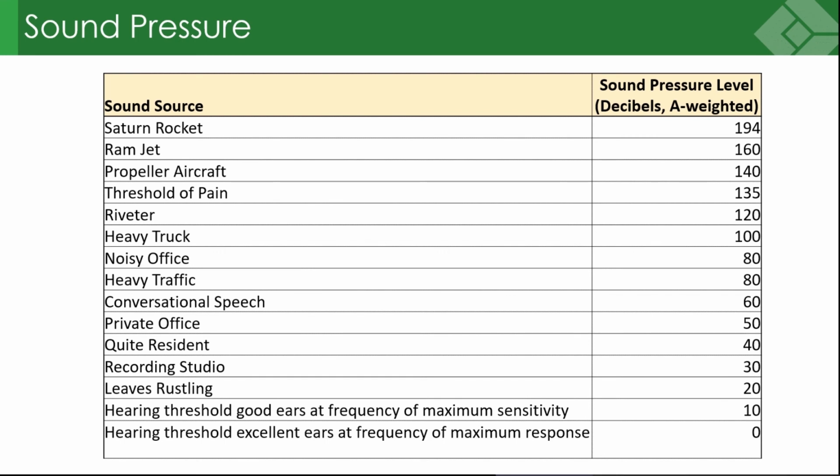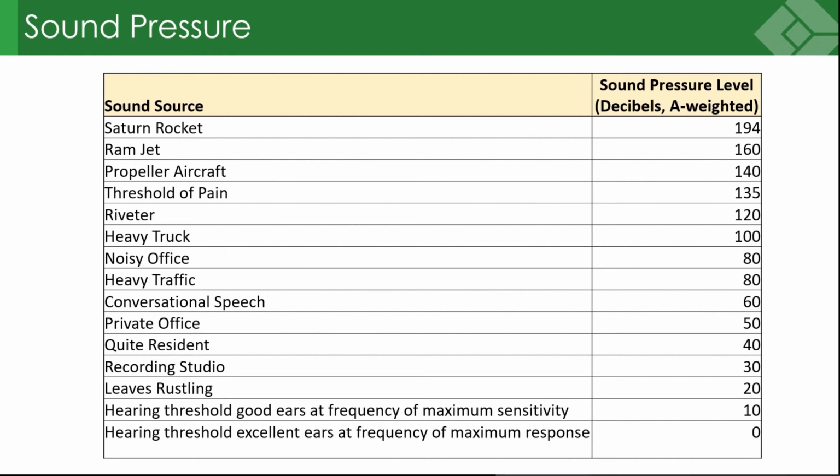An idea about sound pressure varying from different things. So a Saturn rocket, 194 dBA. I'm assuming this is near the rocket. That would pretty much blow your eardrums out and maybe blow your head apart. You know, ramjet at 160, that would be really harmful to you. Propeller aircraft at 140, that wouldn't be good for your long-term hearing.